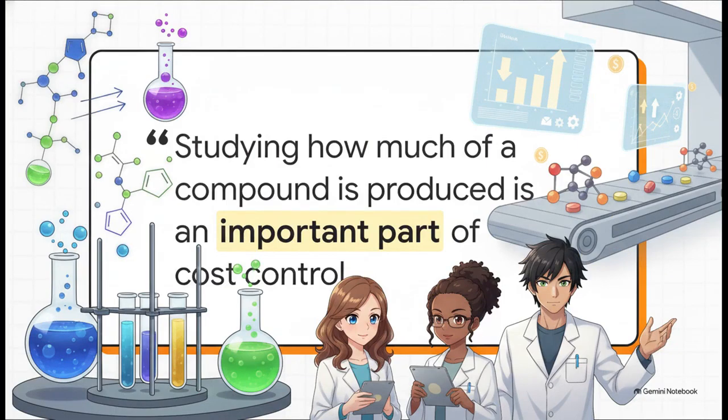There's a great quote that sums this up. Studying how much of a compound is produced in any given reaction is an important part of cost control. And it's so true. This math is absolutely vital in industries like pharmaceutical production. Synthesizing complex drugs is mind-bogglingly expensive. If a drug takes multiple steps to synthesize, just one single step with a low percent yield can cause a massive waste of reactant chemicals, which translates to a huge loss of money.